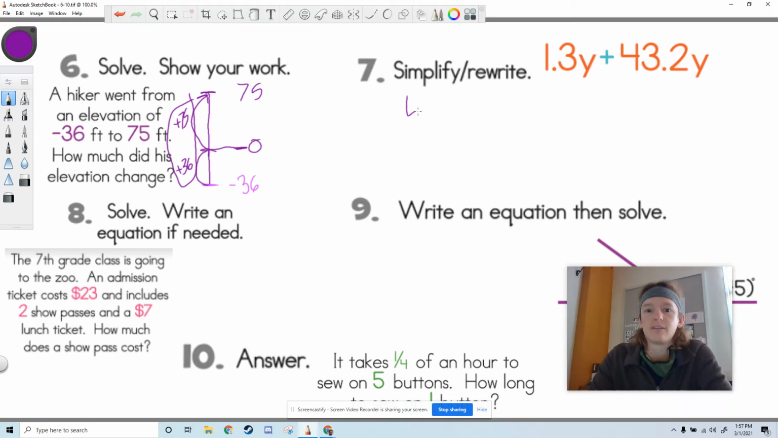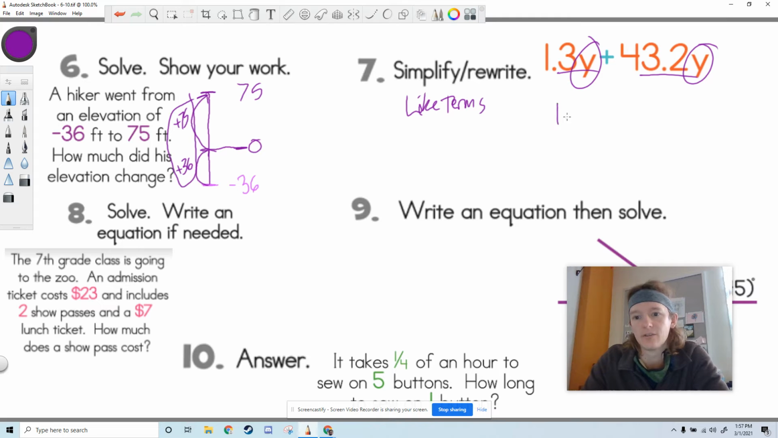For number 7, we have what we call like terms. We have two terms that both have the letter y. They both have a variable y. So these can be combined. So we need to do 1.3 plus 43.2. Make sure you line up your decimal and you add these correctly. When you get that answer, just add the y to the end of it. You can combine them because they both have a single y.